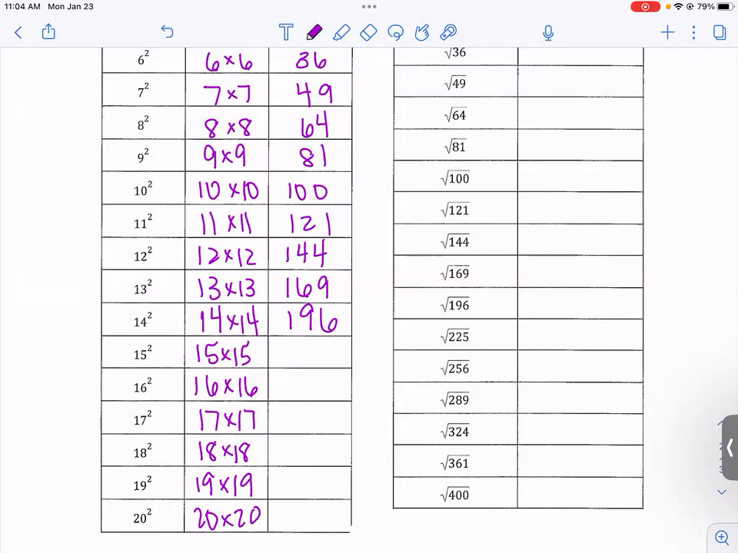15 squared, Trent. 225. 16 squared, Denise. 256. 17 squared, Ryan? 289. Okay, Bennett, 18 squared. Okay. 19 squared is 361 and 20 squared is 400.